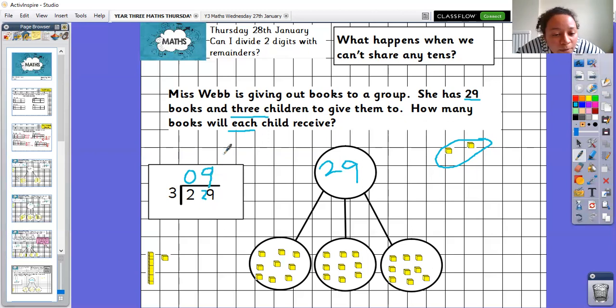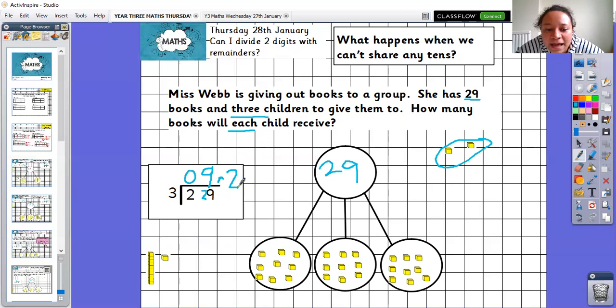So now I need to be thinking about what the difference is between 29 and 27. And so I can be thinking 27, 28, 29. There's a difference of 2 there. And that is my remainder. That is what's left over because I've got nowhere else for those 2 to go. And that's okay. We can have remainders.